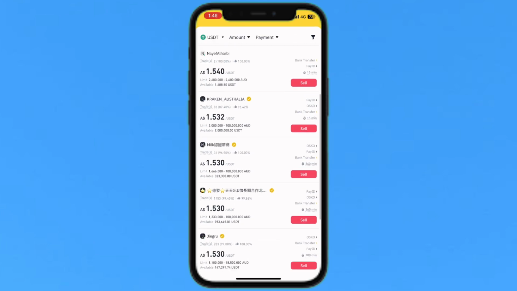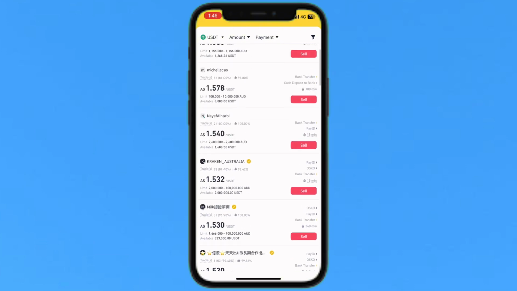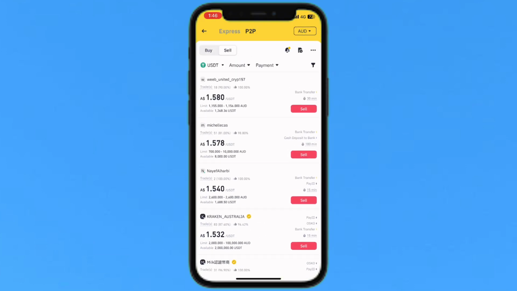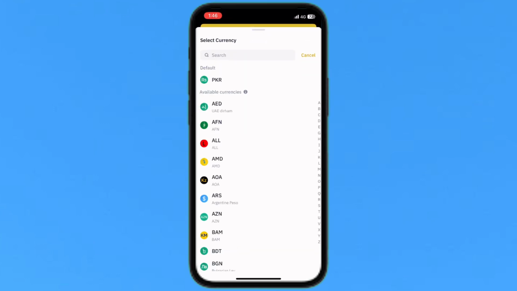red icon for sell. There are also exchangers on it, and some have a good exchange rate for the Australian dollar and some do not, so you can also change the currency.